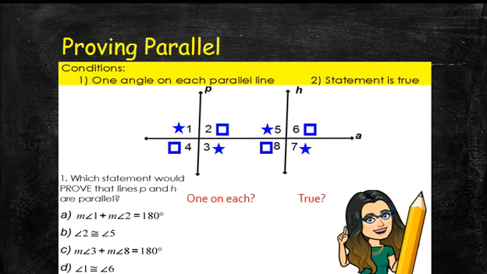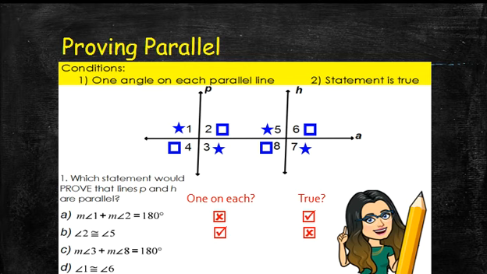We need to make sure that the answer choice meets both of these conditions. For answer choice A, angles 1 and 2 are both on the same line, so it doesn't meet that condition. But it's true that star plus box equals 180, so it meets condition 2. It has to meet both conditions in order to be our answer, so it's not A. Let's look at answer choice B. Answer choice B has one angle on each line, but 2 is a box and 5 is a star, so they're not equal, so it's not true. So it's not B.